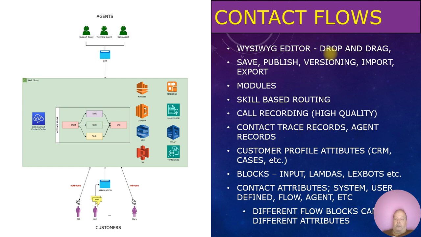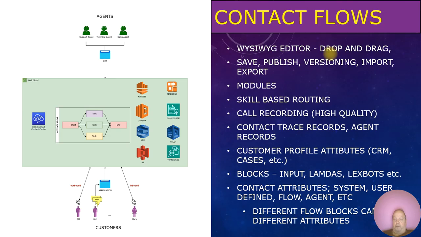And for the blocks, depending on what block you're dragging and dropping, and what flow you're in, there are different inputs. You can connect to Lambdas. You can connect to Lex bots. A Lambda would typically be connected if you need to get some information from DynamoDB and pump it back into the context of the workflow. And we have contact attributes. Contact attributes are the data that a particular block or workflow can use, and they could come from the system.